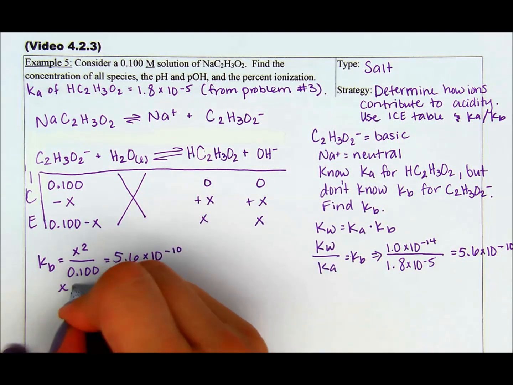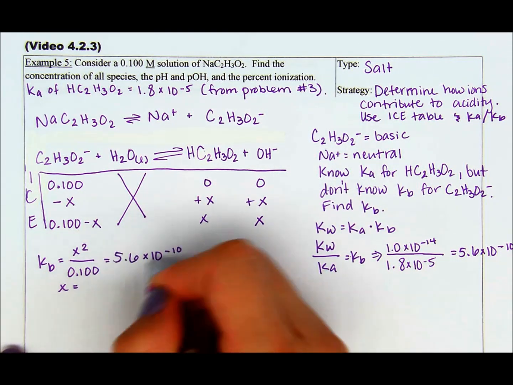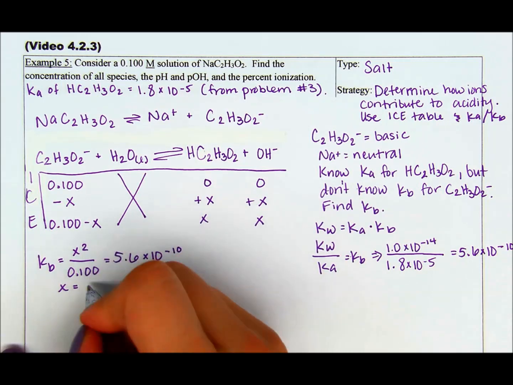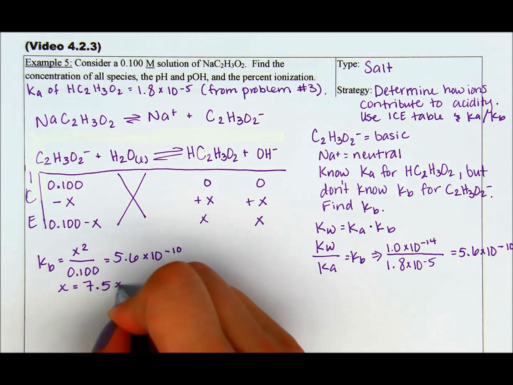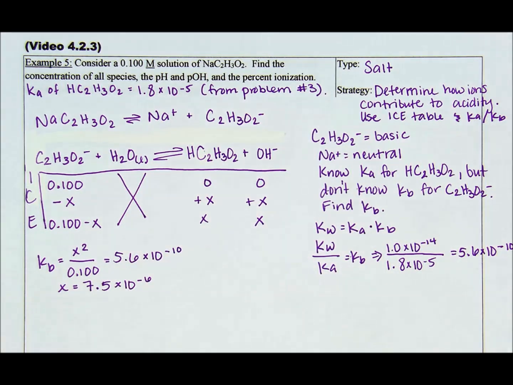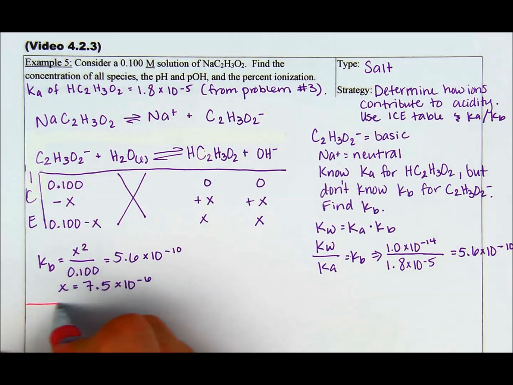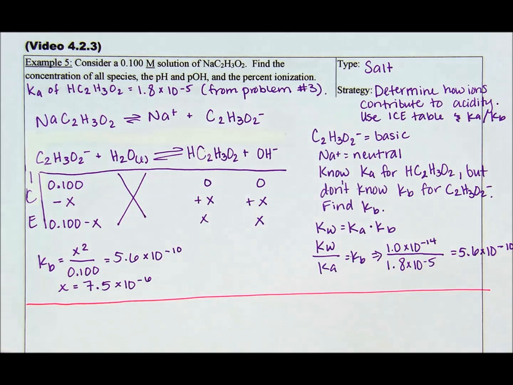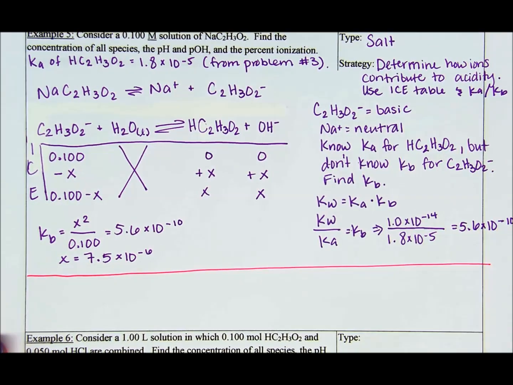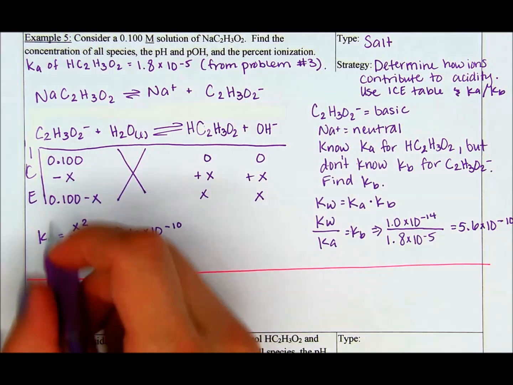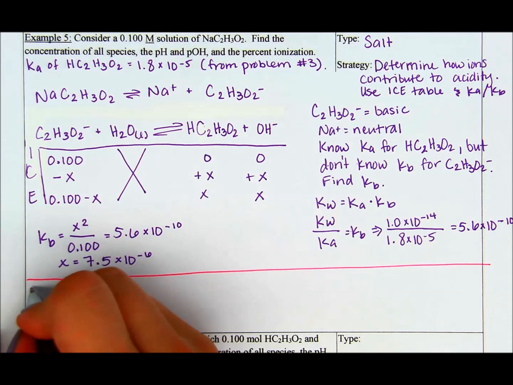So we know now that X equals, when you plug this all into your calculator, multiply and then take the square root, X is equal to 7.5 times 10 to the negative 6. So that's my dissociation. Okay, figuring out all of my different concentrations. I'm going to draw a line here so I can keep these separate. First thing I'm going to figure out the concentrations of all these species that I have up here.